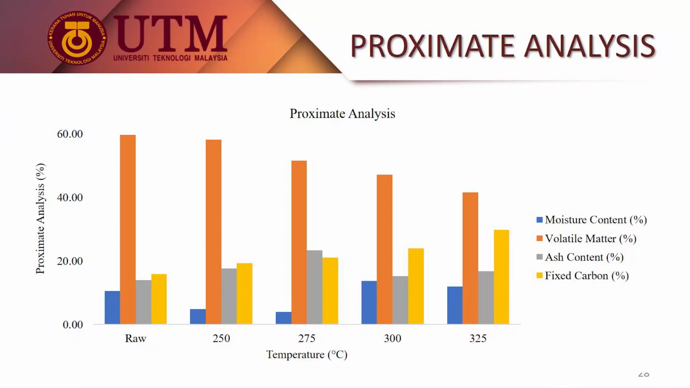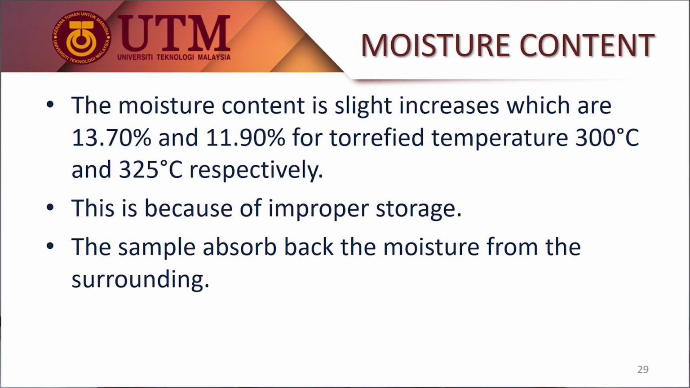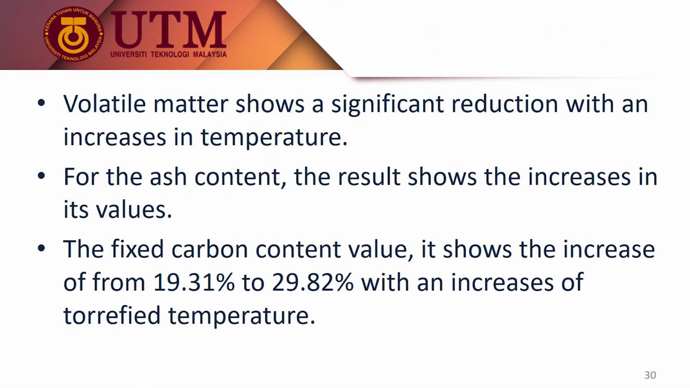For proximate analysis, moisture content is slightly increased, which are 13.7% and 11.9% for torrefied temperature 300 degrees Celsius and 325 degrees Celsius. This is due to the improper storage of the sample after torrefaction. The sample absorbs back the moisture from the surrounding. And volatile matter shows a significant reduction with an increasing temperature. For the ash content, the results show an increase in its value. For the fixed carbon content, it shows an increase from 19.31% to 29.82% with an increase of torrefied temperature.